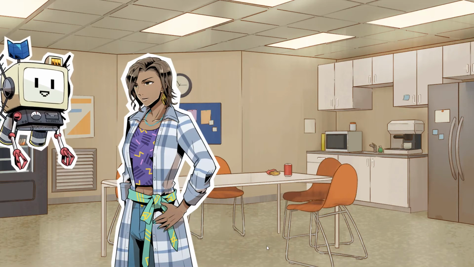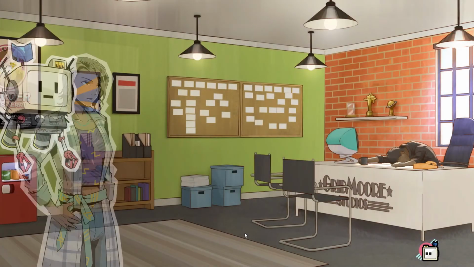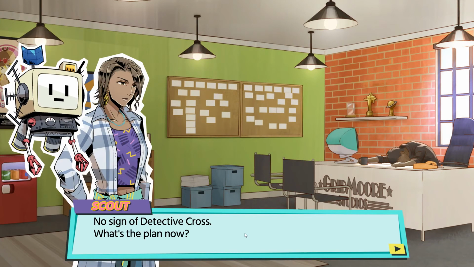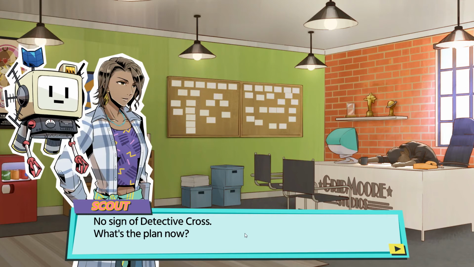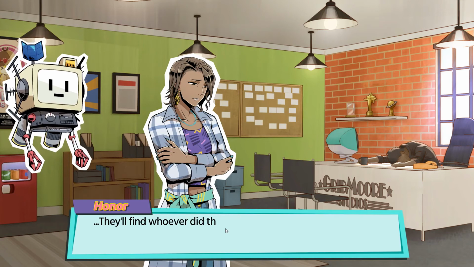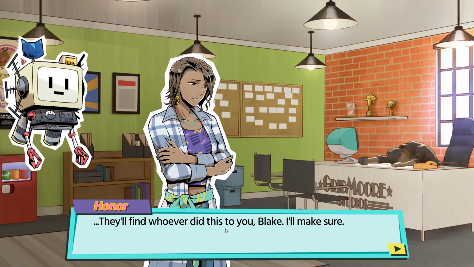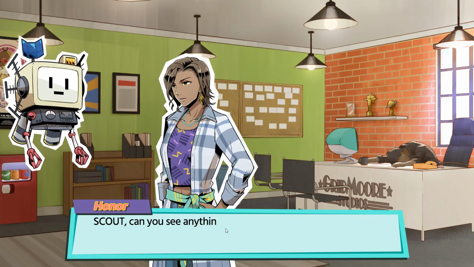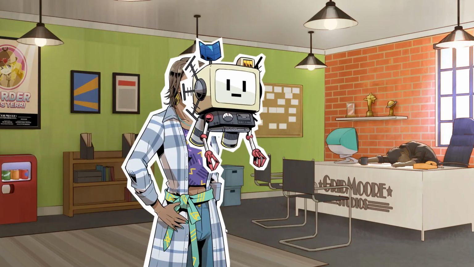The vent is open. They climb inside. I don't know what that weird text box was, but sure. Also, if we're just going into Blake's office, why aren't the police there? Or like the detective? No sign of Detective Cross. What's the plan now? Good question. More puzzles? They'll find whoever did this to you, Blake. I'll make sure. Scout, can you see anything?